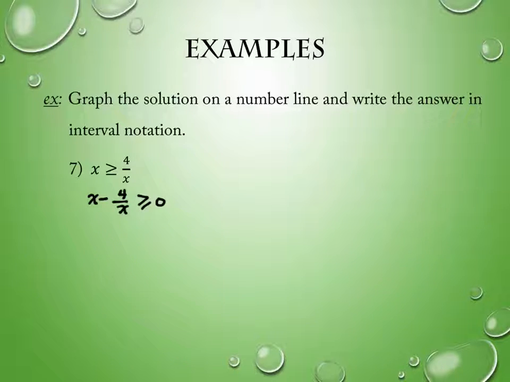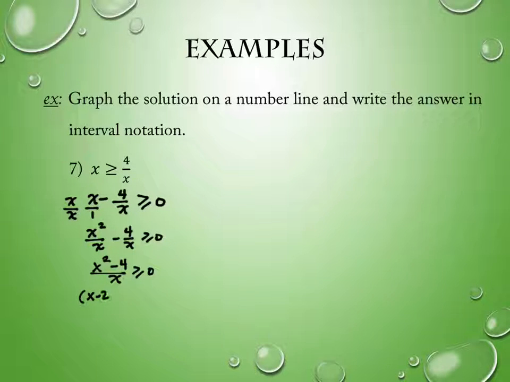So what does that mean? Well, it means I need to get a common denominator. So in particular, I need to multiply this by x over x, because right now it's x over 1, which would give me x squared over x minus 4 over x, which would give me x squared minus 4 over x, and that numerator would factor as x minus 2, x plus 2, over x greater than or equal to 0.